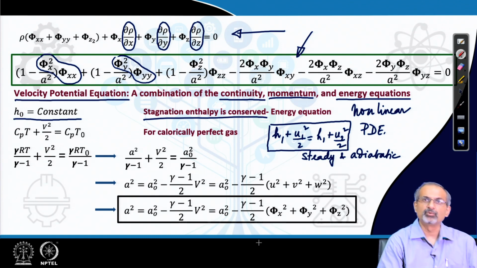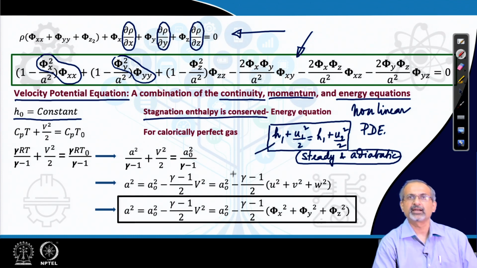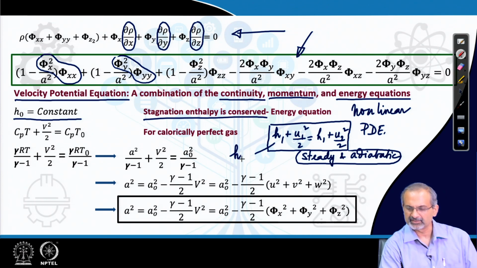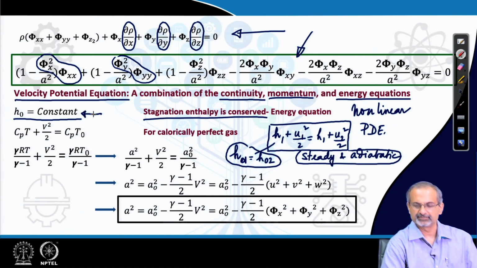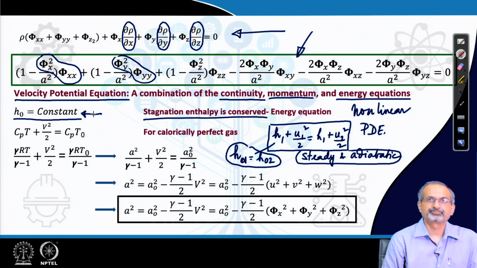I am leaving it as a homework problem for you to check. So, what does that say? It says that the summation of static enthalpy and the kinetic head, which comprises the stagnation enthalpy, remains conserved. H naught 1 is the same as H naught 2, and therefore, H naught is constant. So, that is the statement made here. That is what we get from the energy equation.